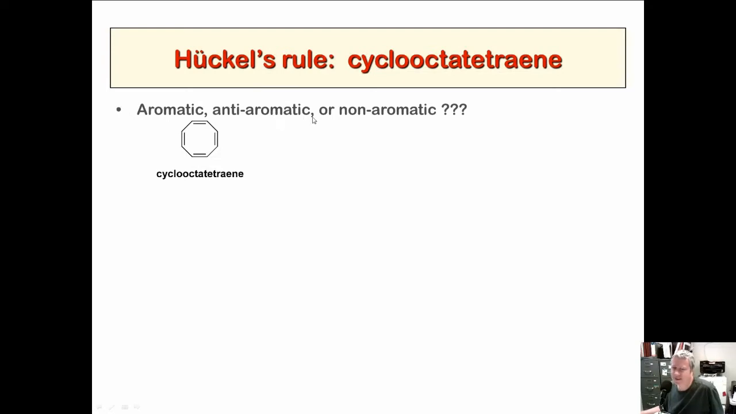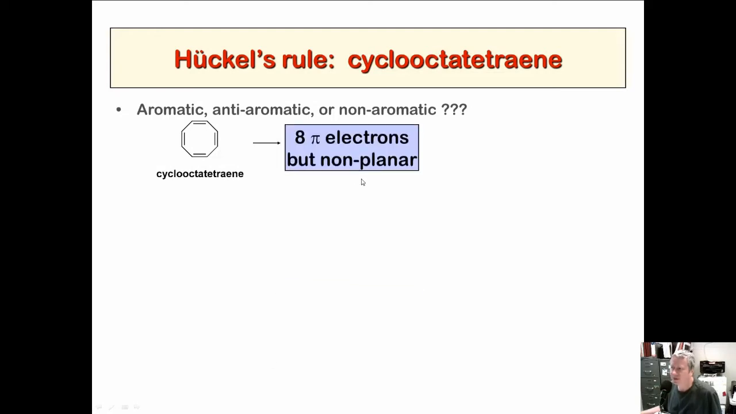But it has this issue because it's a larger ring, and the larger rings can kind of bend out of anti-aromaticity, if that makes sense. So molecules don't want to be anti-aromatic, right? And if they're large enough and they can bend, then they will not be anti-aromatic, but they'll be non-aromatic. It's definitely not aromatic because it doesn't have 4n plus 2, right? So it's either going to be anti-aromatic or non-aromatic. So it's got 8 pi electrons, but it's non-planar.